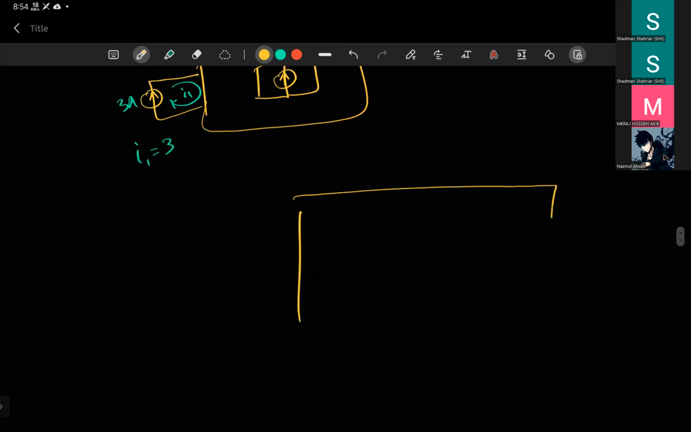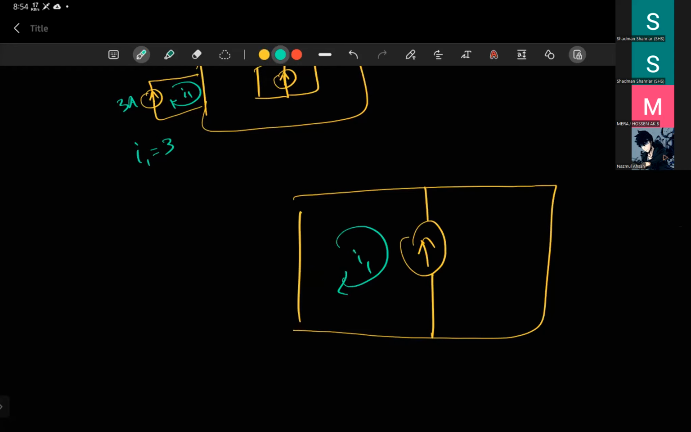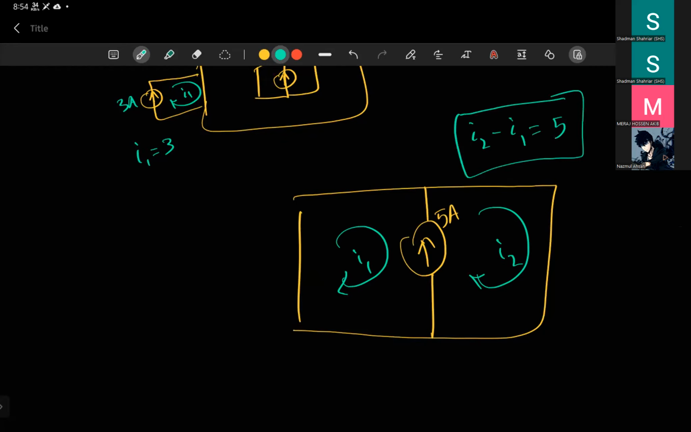Say you have two meshes here, and one is I1 and the other is I2, and the value is say 5 amperes. First of all, the first equation you should write is I2 minus I1 equals 5. Most of you forget this again, so please write it, don't forget to write it.